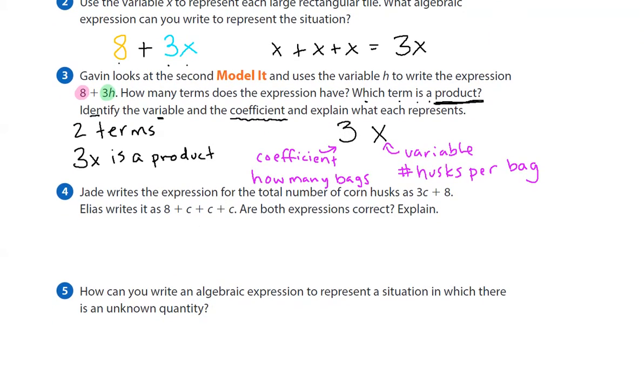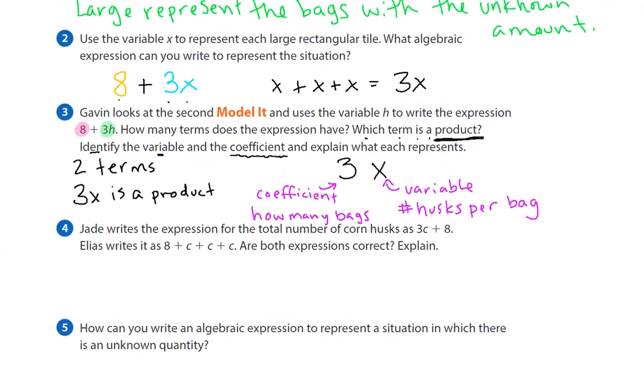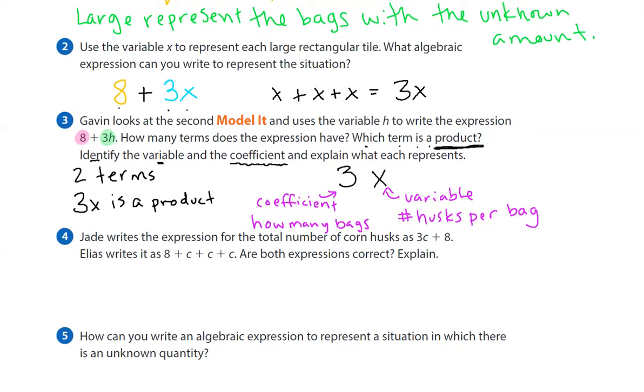Now, Jade is going to try to figure this out. So Jade writes the expression for the total number of husks as 3c plus 8. Then Elias gets in on the game, and Elias writes it as 8 plus c plus c plus c. Are both expressions correct? So let's see. Let's look at our past answers and see. I don't know why they decided to use c. Corn? C for corn? Right, fine, whatever, guys. 3c, that's the same as 3h, right? And then the 8, so they just flip the order.